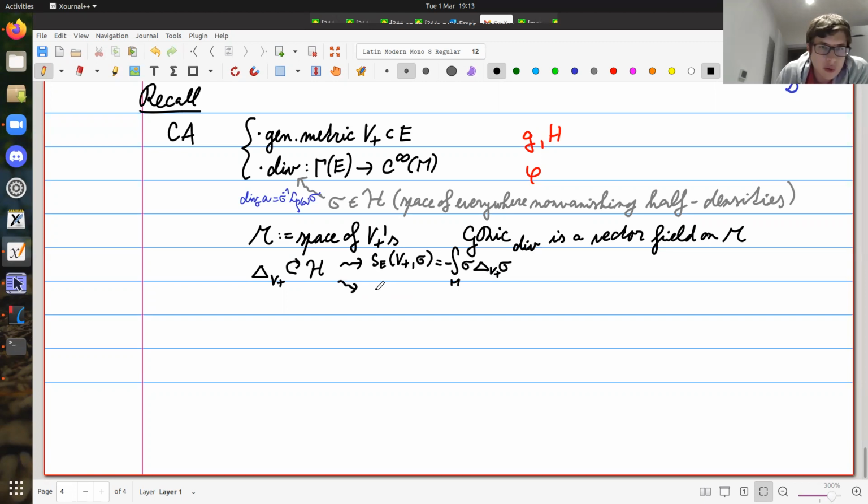And the second thing that you can do is define a scalar curvature, which will depend on V plus and σ. So this Laplacian only depends on V plus, but this thing depends on both. And that one is simply the other thing that you can do. Just this is a function.